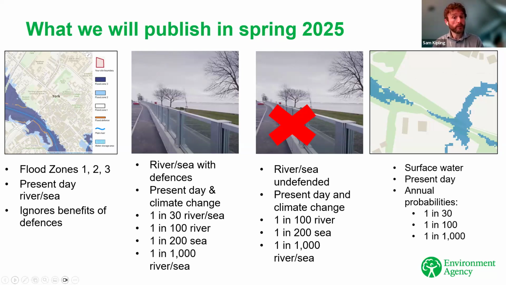The flood zones are defined by government planning guidance and will continue to show present-day flood risk from rivers and sea, ignoring the benefits of existing flood defences. We'll also add layers showing river and sea flood extents with existing flood defences in place for both the present day and a climate change scenario. Among others, this will include a 1 in 30 defended scenario, which should help local planning authorities to identify functional floodplain, that's flood zone 3B, in strategic flood risk assessments. There's more detail on that to follow.